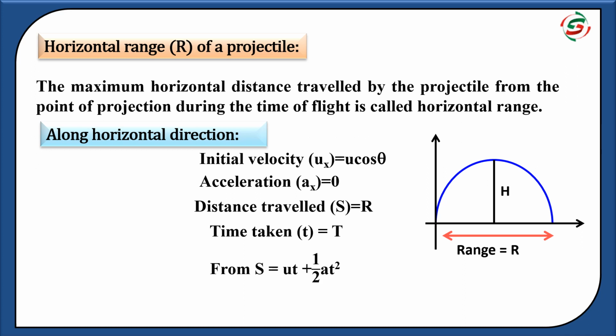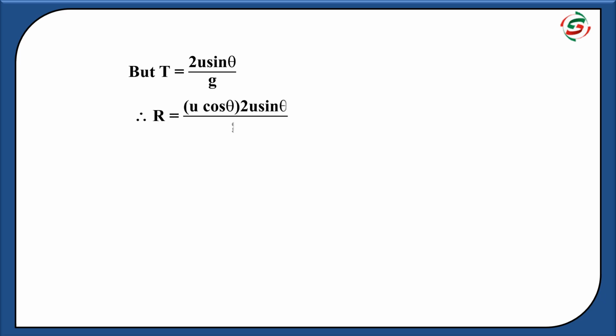From s is equal to ut plus half at square, R is equal to u cos theta into capital T. But capital T is equal to 2u sin theta by g, we already know that. So therefore capital R, horizontal range, is equal to u cos theta into 2u sin theta by g. That makes R equal to 2u square cos theta sin theta by g, which is equal to u square sin 2 theta by g, because 2 cos theta sin theta is sin 2 theta. So u square sin 2 theta by g is R.